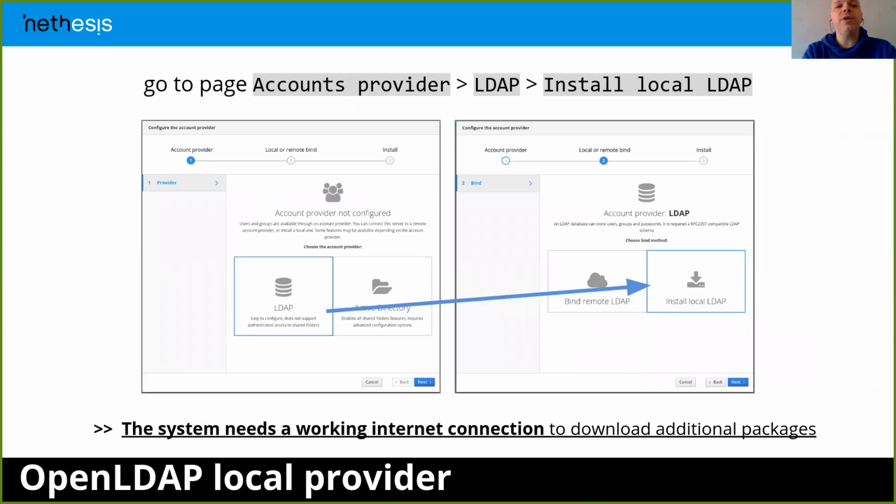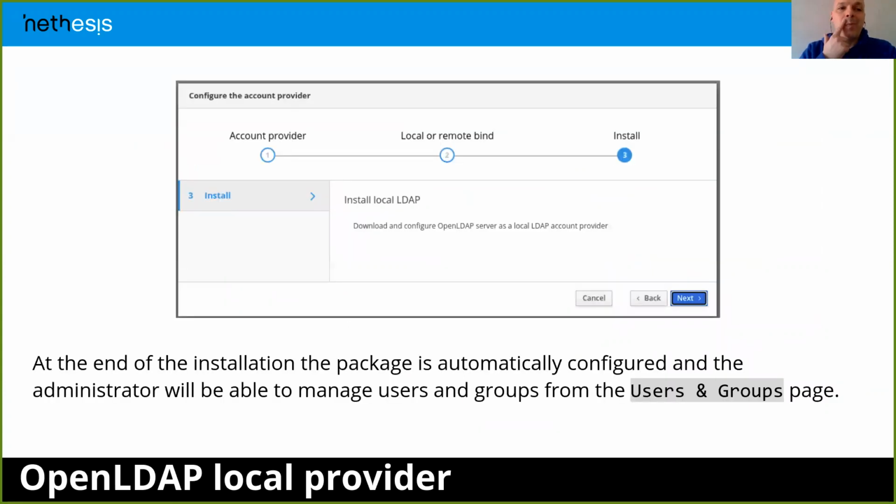To install and configure an OpenLDAP local account provider, go to page Users and Groups, configure the account provider, LDAP, install local LDAP. To successfully complete the procedure, the system needs a working internet connection and must be able to correctly resolve public DNS names to download additional packages. At the end of the installation, the package is automatically configured, and the administrator will be able to manage users and groups from the Users and Groups page.